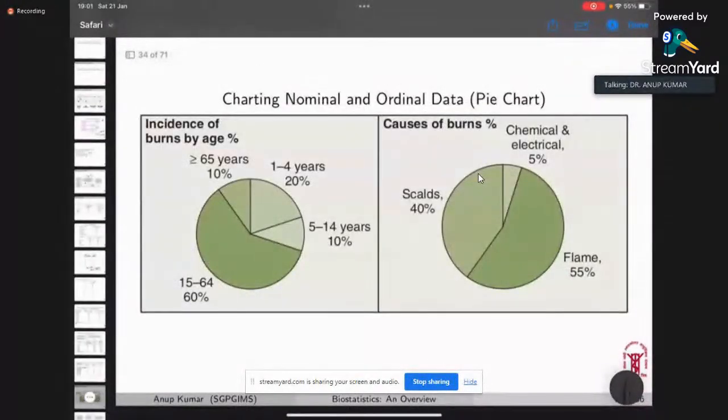Now similarly, I just showed you how you can present your ordinal, nominal, discrete, and continuous data in the form of a table. Similarly, you can also present them in the form of charts. The first chart over here is a very famous chart, and its name is pie chart. If your data is nominal or ordinal, meaning categorical, you can present it with the help of the pie chart.